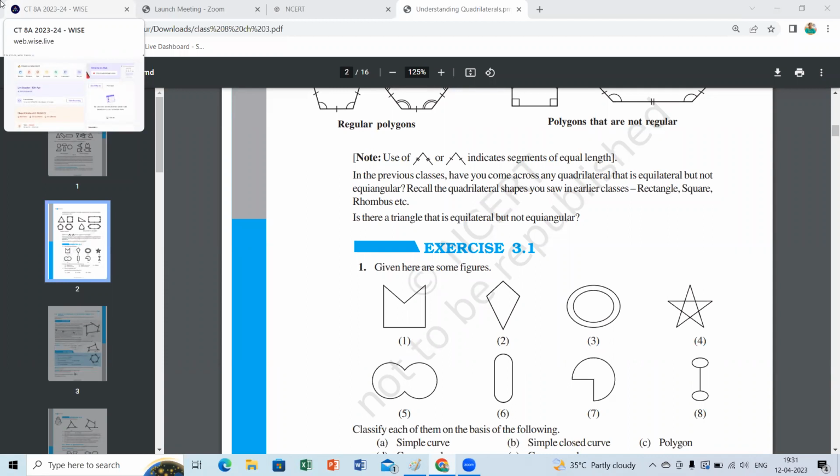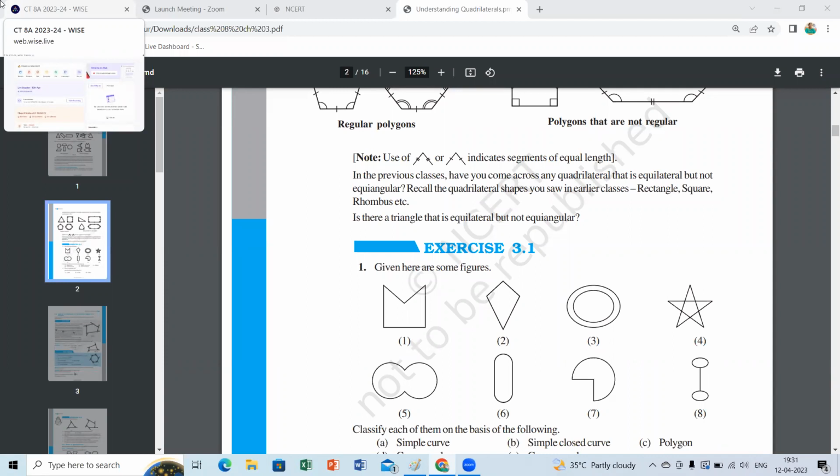If the sides are equal, angles should be equal. Very good. How can they ask you this question? A triangle that is equilateral but not equiangular, justify this statement. How can you justify it? It can't be, as in an equilateral triangle the angles are 60 degrees. In an equilateral triangle, angles are equal as well as sides are equal.